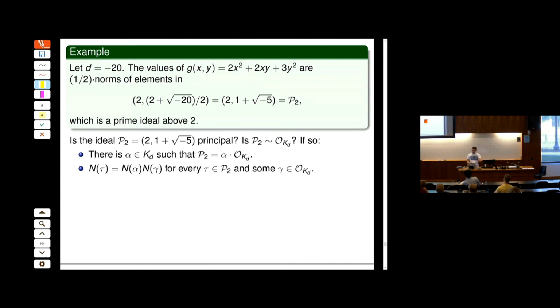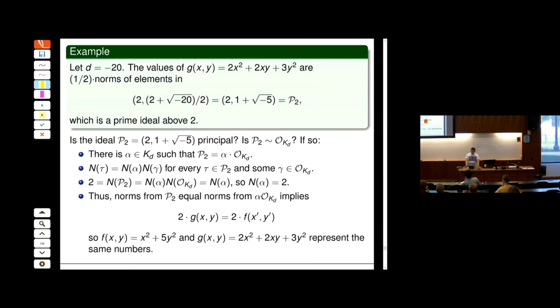So I can write that equality and then take norms. The norm is multiplicative, so I have the norm of tau is the norm of alpha times the norm of gamma, if tau is alpha times gamma. On the other hand, I can also take norms of ideals. The norm of the ideal above 2 will be the norm of alpha times the norm of the ring of integers, which is 1. So that gives me that the norm of alpha must be 2. Put it in the equation above about the norms, and that gives me that the norms coming from elements in P2 will be twice a value of the quadratic form G, and on the other hand, will be 2 times a value of the quadratic form F.